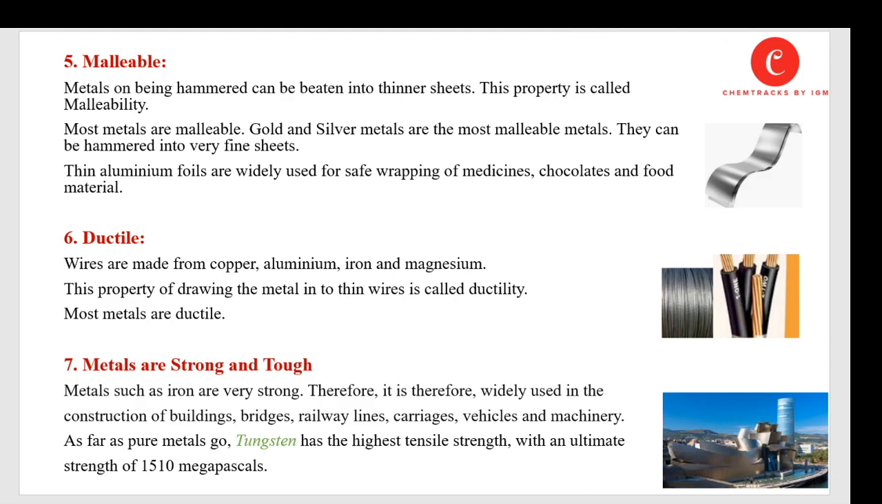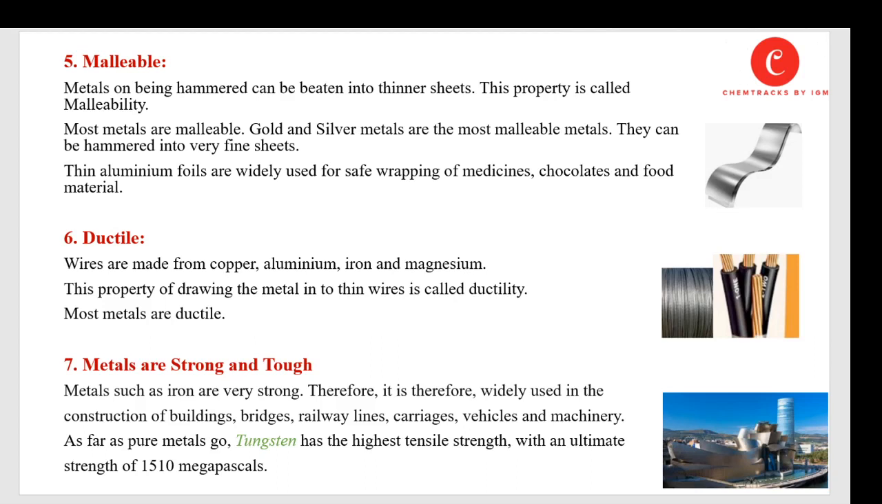Metals are malleable. Metals, on being hammered, can be beaten into thin sheets. This property is called malleability. Most metals are malleable. Gold and silver are the most malleable metals. They can be hammered or shaped into very fine sheets.